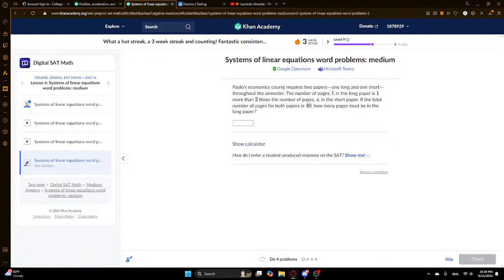Apollo's economics course requires 2 papers, 1 long and 1 short throughout the semester. Number of pages L and the long paper is 1 more than... What the hell?